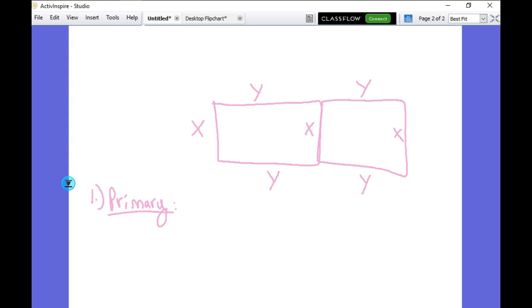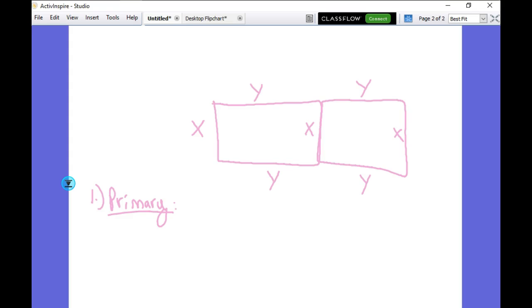We're going to start with the primary equation, you guys. So the primary equation is the one you're trying to minimize. So what are we trying to minimize or maximize here? Read it again. What does it say we're trying to minimize or maximize? Area. We're trying to maximize the area.